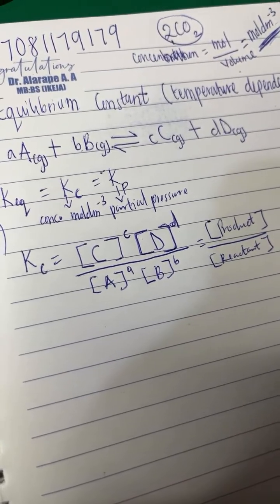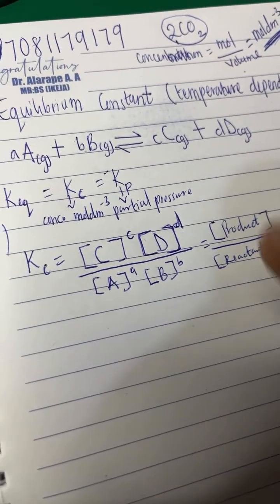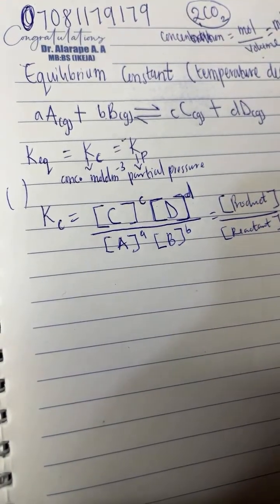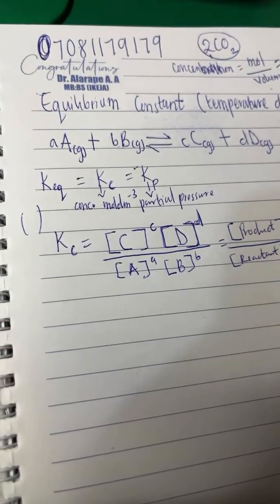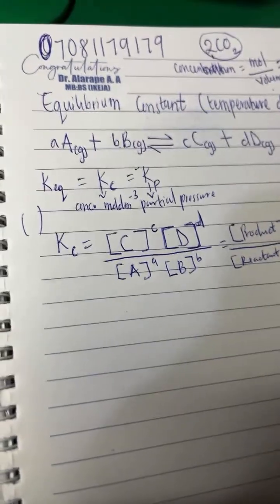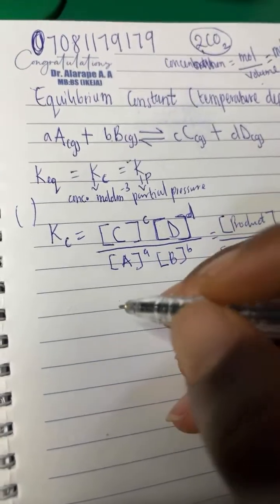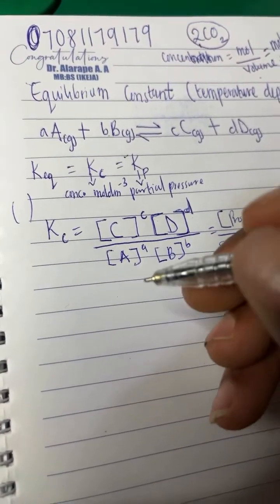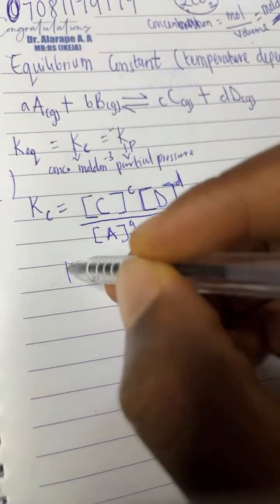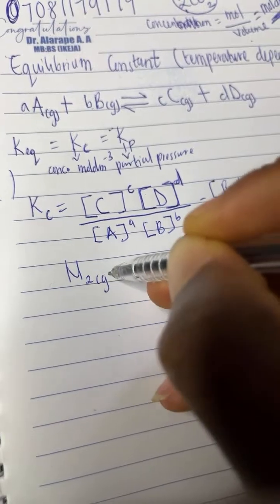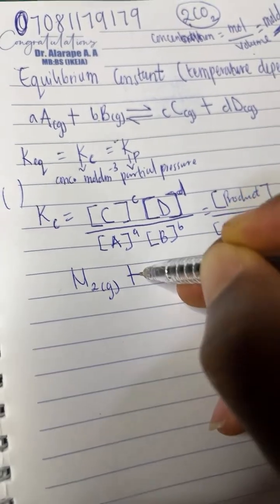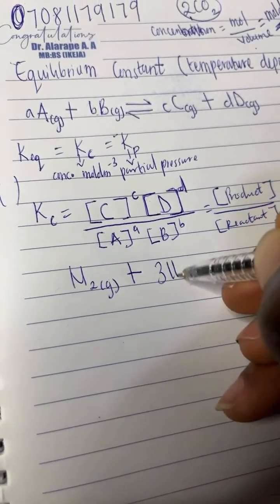So now let me give you guys an example. Our topic is chemical equilibrium. Let's use the Haber process, the manufacturing of ammonia from nitrogen gas. Nitrogen gas reacting with, let's say, 3 moles of hydrogen gas.